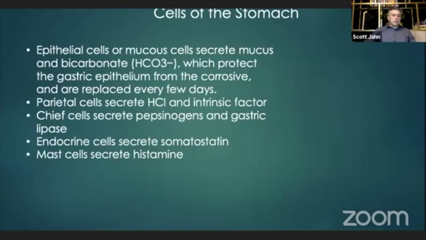Okay, so our chief cells secrete pepsinogen and gastric lipase, and we have endocrine cells that secrete somatostatin, and mast cells which secrete histamine. So why was the last one put there? Because if we take an antihistamine, histamine is needed again to stimulate hydrochloric acid production. So if we're taking some kind of antihistamine because we have hay fever or something like that, we can inadvertently interfere with the production of hydrochloric acid and start to create problems that seem like they're not related, because it's hard to put two and two together. But we're creating a problem that wasn't there in the beginning.